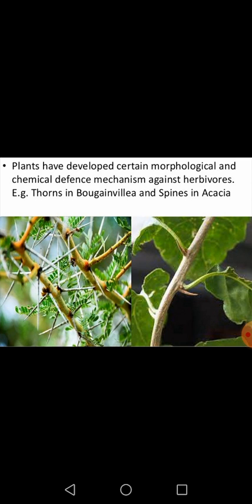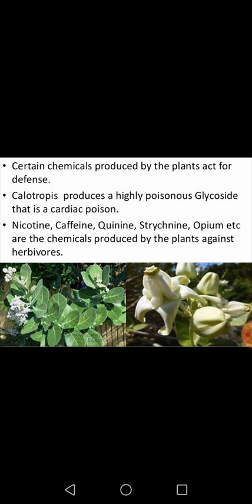observe here in the picture, spines of the acacia, as well as certain chemicals are produced by plants to protect themselves from the predators, like calotropis is a plant which produces a highly poisonous glycoside, ठीक है, which is a cardiac poison, and while a predator eats it, so it will be harmful for it. So the predators are not going for these kind of plants. Similarly, nicotine, caffeine, quinine, strychnine, opium are some chemicals which are produced by plants against the predators.